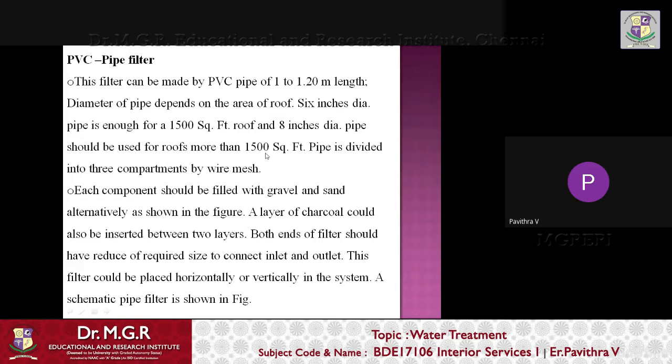for roofs of more than 1500 square feet. The pipe is divided into three components by the wire mesh. Each component should be filled with a layer of gravel and a layer of sand alternatively. A layer of charcoal could also be inserted between the two layers. It's up to us. Both ends of the filter should have a reducer of required size to connect the inlet and the outlet. This filter could be placed horizontally or vertically.